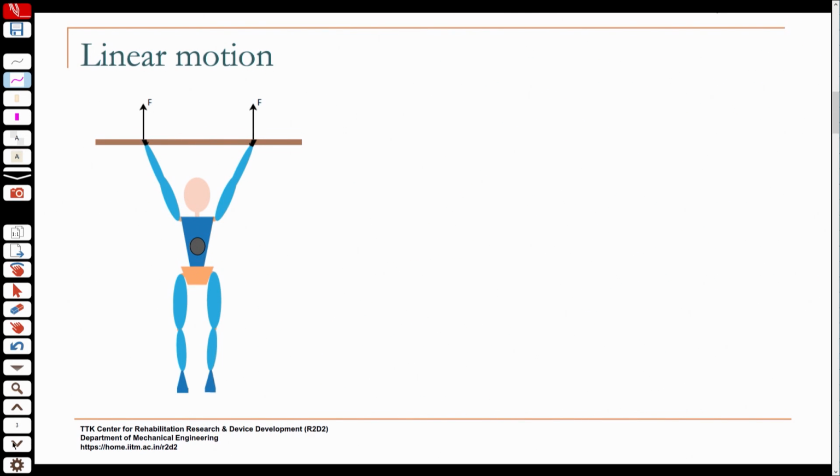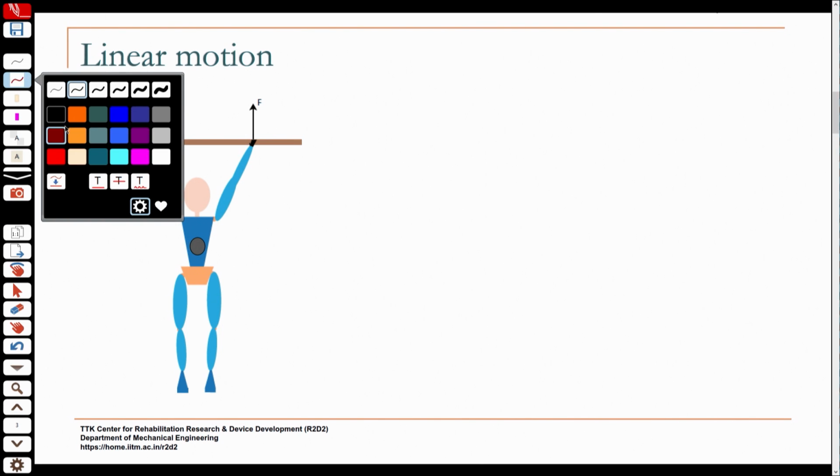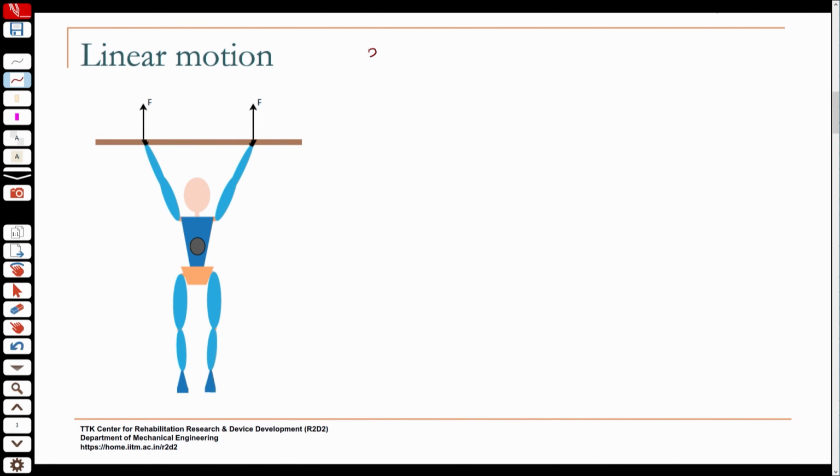Now, let us look at some cases of linear motion. In many of the cases of linear motion, we will just look at the motion of the center of mass, because that will describe the motion of the entire body. So, let us take the case of a person doing chin-ups. Are you aware of this exercise? You hold on to a bar and you lift yourself up.